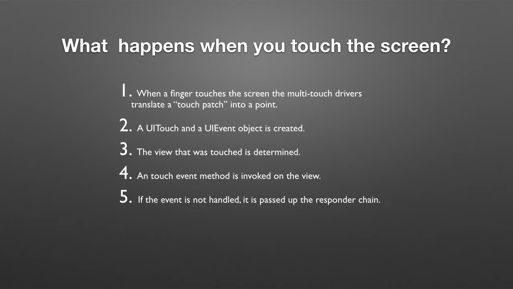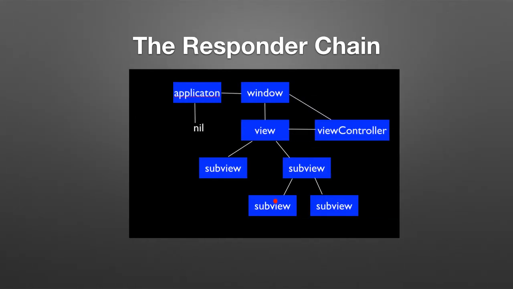So what is this all about? Well, you've got subviews. You've got a view hierarchy. And the red patch on the screen here represents a touch. What happens when that touch is made? The system determines a point for that touch. What is the actual point within that patch, and figures out what the view was that's touched. And then a touch event method is invoked on that subview. But if that subview doesn't handle it, it gets passed up the chain.